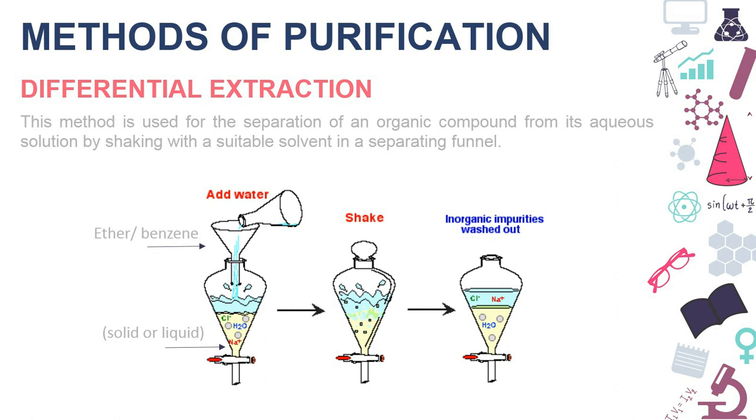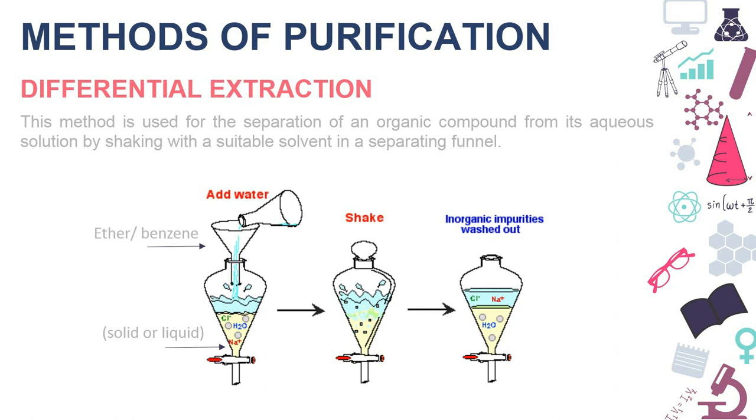By shaking it with the suitable solvent, the inorganic impurities can be seen, and these can be removed by rotating the valve which is attached to the base of the flask. So this is the method of differential extraction, which is very helpful for separating organic compounds from aqueous solution, whether the compound is organic, solid or liquid.